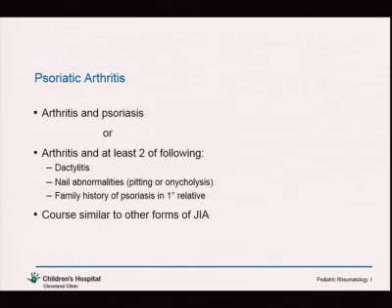But if you don't have psoriasis and you have certain features of your arthritis disease, you can still be labeled as having psoriatic arthritis. So arthritis with at least 2 of the following. So dactylitis, and I'll have some pictures. So the whole finger is swollen. Sometimes in a slang way, we call that a sausage digit. You can have nail abnormalities, so characteristic pitting of the nails, or onycholysis, or a family history of a first-degree relative with psoriasis.